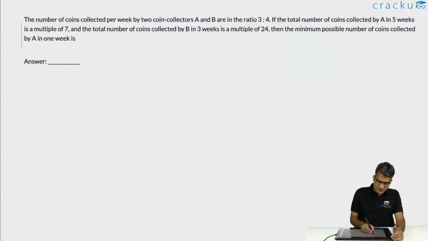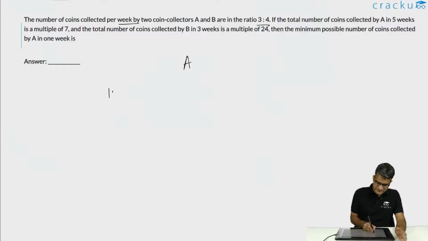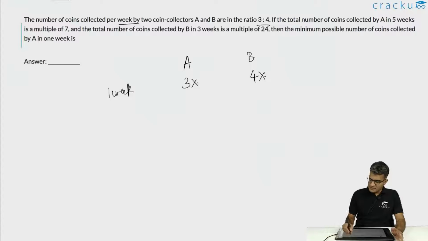In this question, we are told that the number of coins that are collected per week by two collectors A and B are in the ratio 3:4. So we have in 1 week, the number of coins that are collected by A and B are in the ratio 3:4. So A would be, say, 3x, B would be 4x. The total number of coins collected by A in 5 weeks is a multiple of 7.